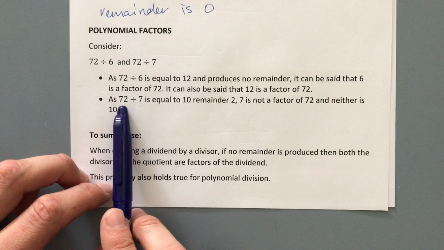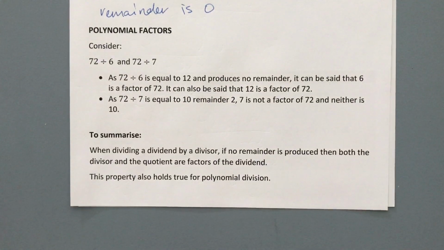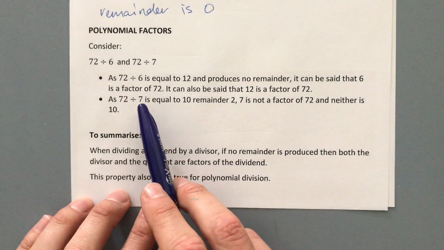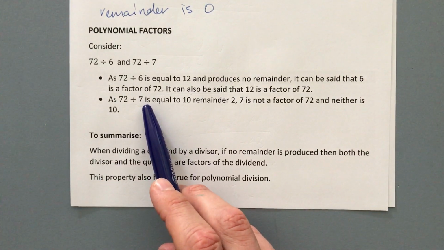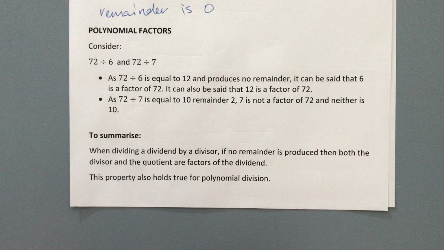Looking at 72, if we divide that by 7, it's something that we can do. We can divide 72 by 7, it goes in 10 times, but it produces this remainder of 2. Okay, so what then happens, you can't multiply 7 by any whole number to give you 72. So therefore 7 is not going to be a factor of 72, and neither is 10.